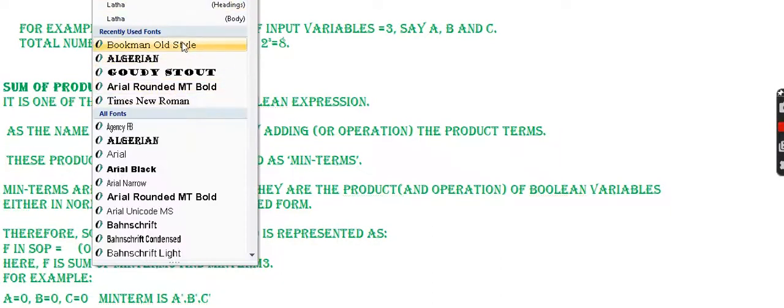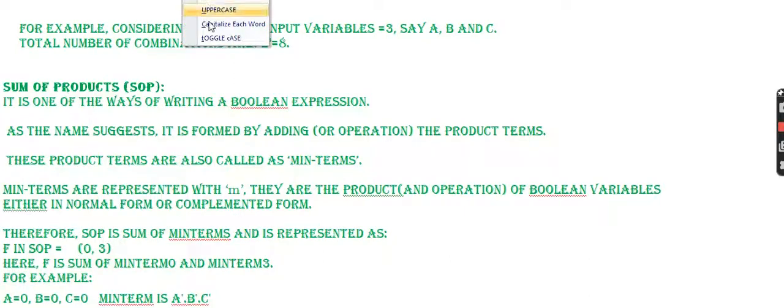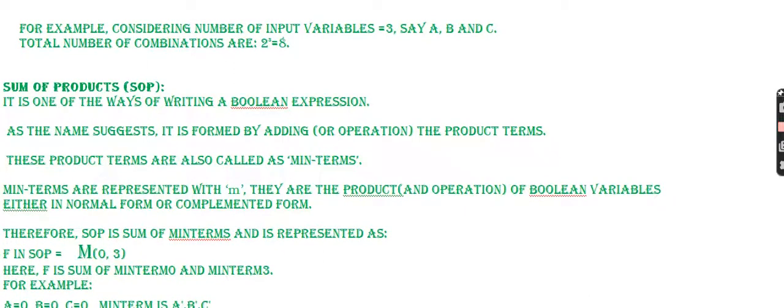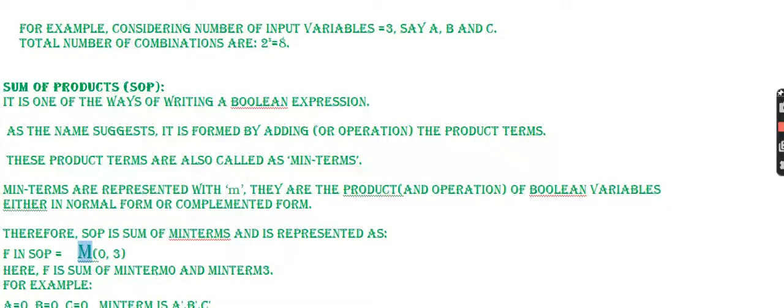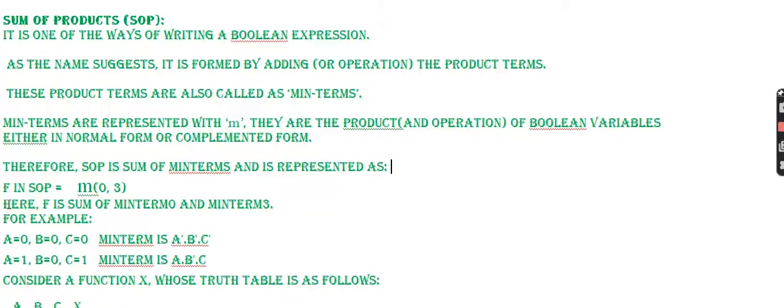Please remember there are 2 ways of representing the alphabet m. Here we are representing it in small letter, which means it is definitely a min term. For example, small m of 0, 3. Here f is the sum of min term 0 and min term 3.